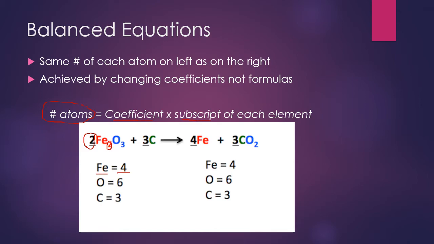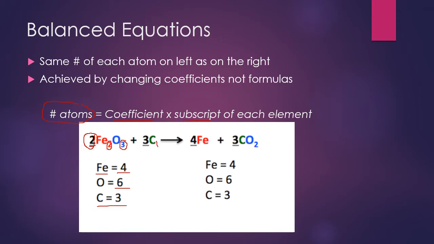For oxygen, we're still using the coefficient of 2 because that number 2 applies not only to the iron in that iron 3 oxide compound, but also to the oxygen. So to figure out the number of oxygens, we take the coefficient of 2 and multiply by the subscript on oxygen, which is 3. 2 times 3 gives us 6 oxygen atoms on the reactant side. For the carbon, the coefficient is 3 and the subscript, well, there isn't one. So when there is no subscript, we use a subscript of just 1, giving us a total of 3 carbon atoms on the reactant side.